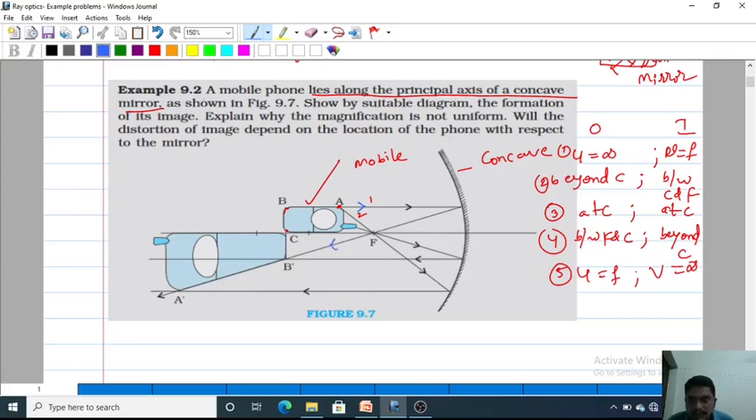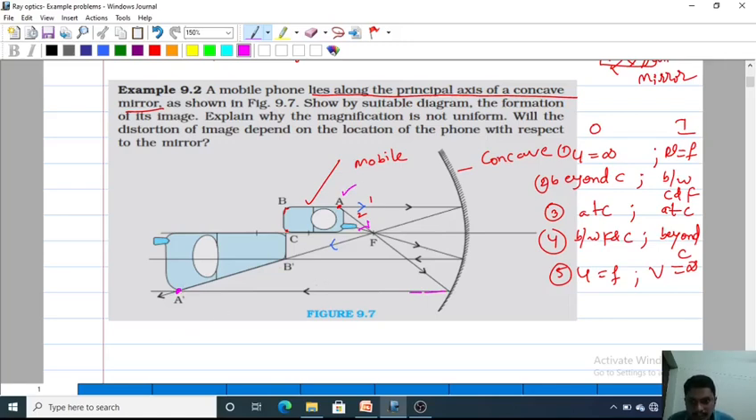Okay, and the other ray is passing through the focus and becomes parallel. So these 2 light rays again meet at this point. So there you will get the image of A. Okay, so image of A.